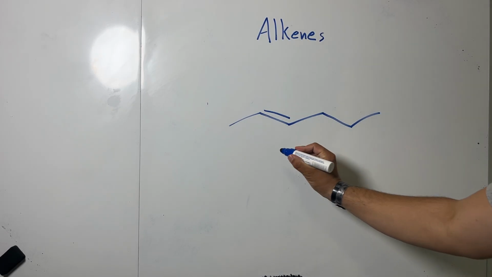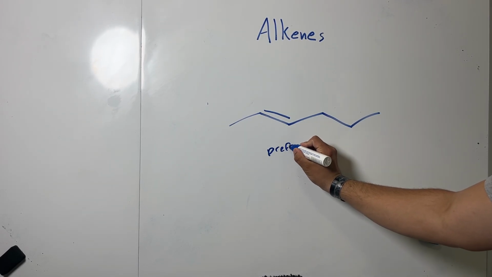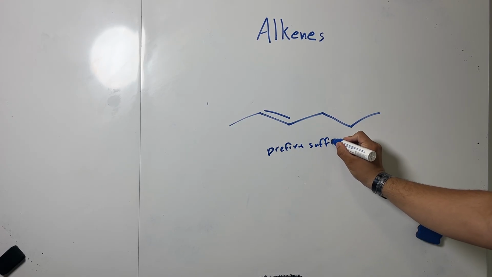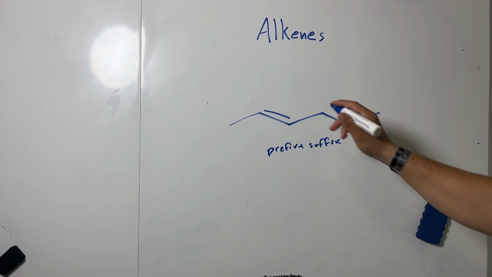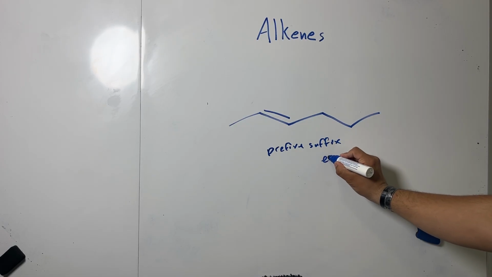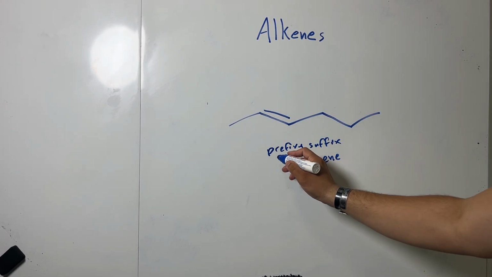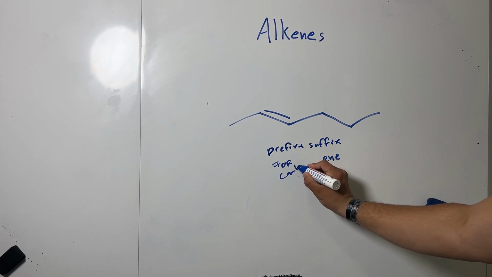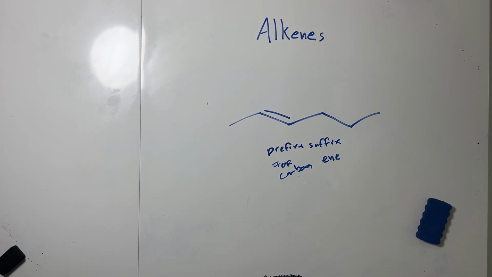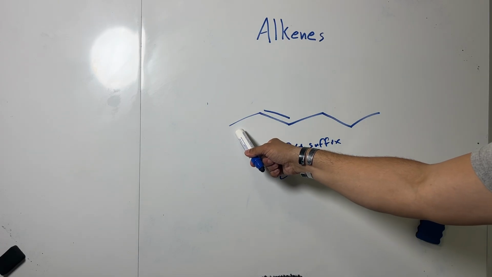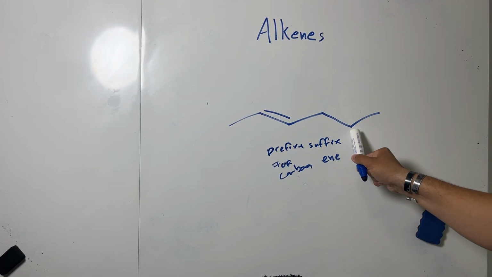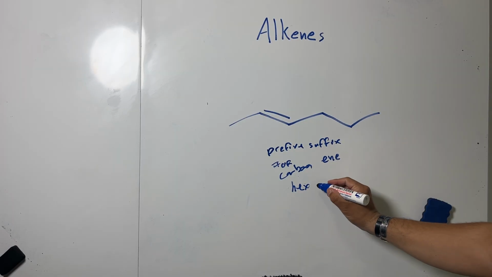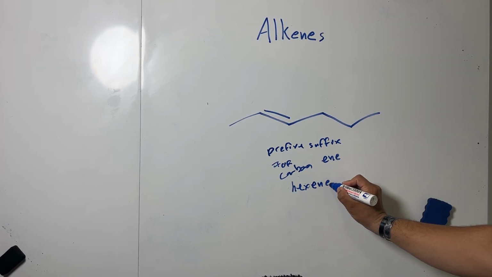They're named in similar fashion where we have a prefix, which is the number of carbons, plus a suffix denoting what type of molecule it is. The suffix for alkenes is just -ene. And the prefix, like I said, is based on the number of carbons. So we just count how many carbons in this chain. We have 1, 2, 3, 4, 5, and 6. So hex would be our prefix, and our suffix is -ene. So hexene is the name.